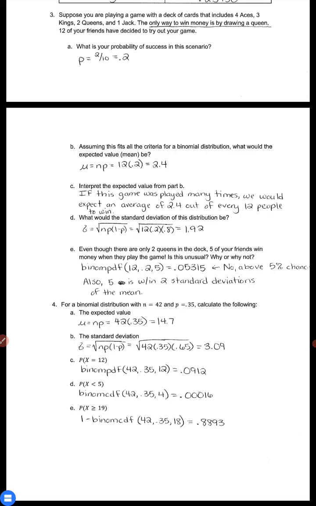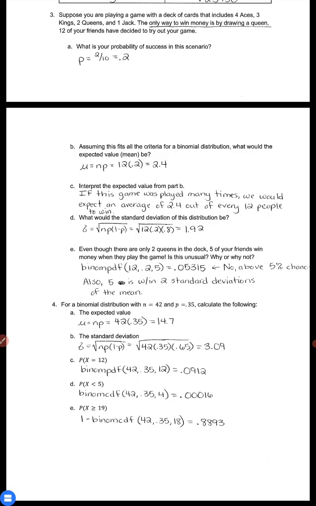Okay. Well, we are told that we are playing this game with 12 friends. So how many of them on average would we expect to win? The way we figure that out is by taking 12 times 0.2. So we would expect on average for 2.4 friends to win this game.